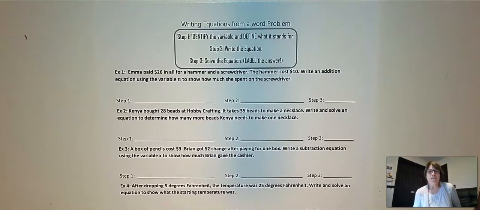Our next set of notes is going to be on writing equations from a word problem, so a real world situation. We did something very much like this when we were working with expressions. We identified the variable, and then we wrote the expression. This time we'll be identifying the variable, telling what it stands for, which is defining the variable, and then writing our equation, and then finally we're going to solve our equation.